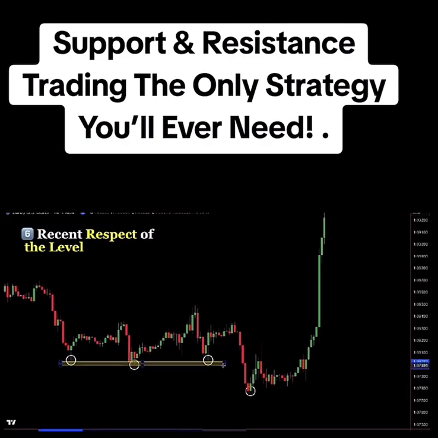Recent respect of the level. The more recent a level has been tested and respected, the more relevant it is. While historical levels matter, the freshest price reactions hold the most weight. The best levels will check off multiple criteria, but you don't need every single one to validate a level. The more of these conditions a level meets, the stronger it is.